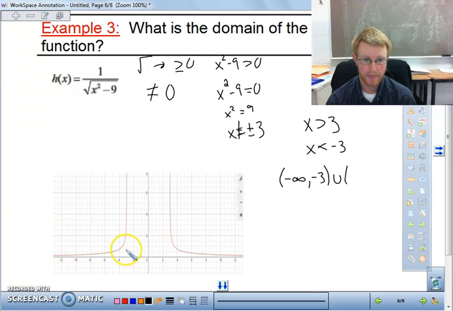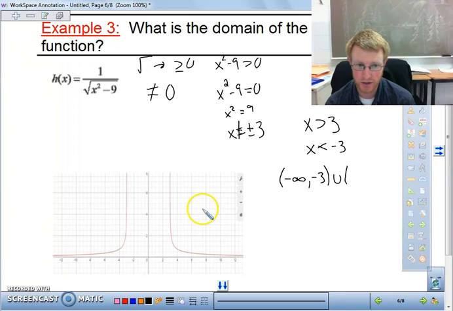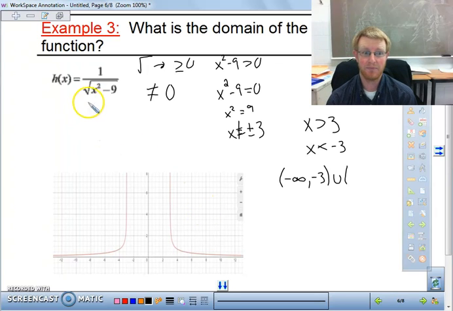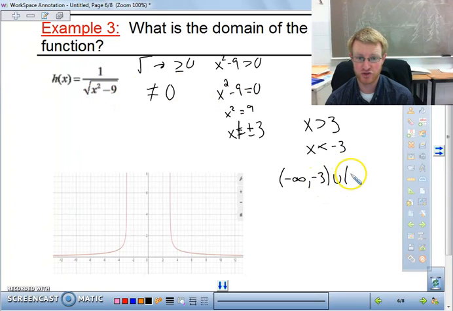in this case, we don't have anything in between them. And the reason why we don't have anything in between them is because anything in between them would give us a negative underneath that square root. So now we just jump to positive 3, and that will go to positive infinity.